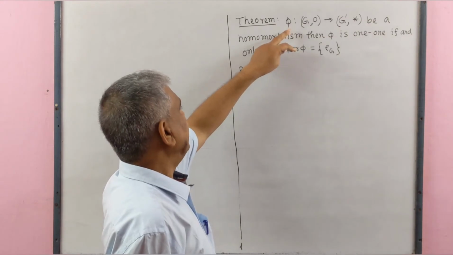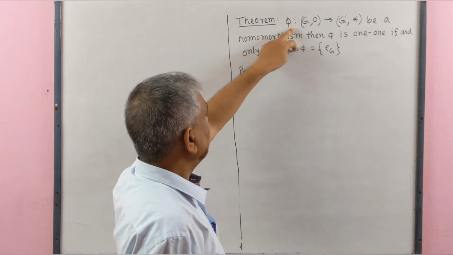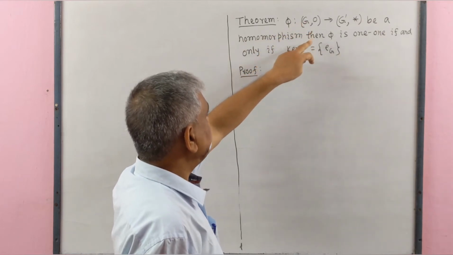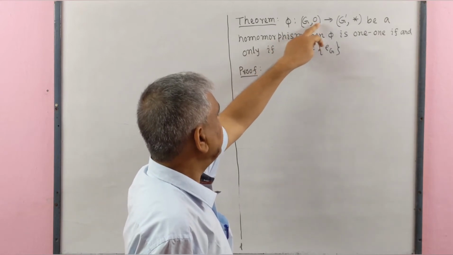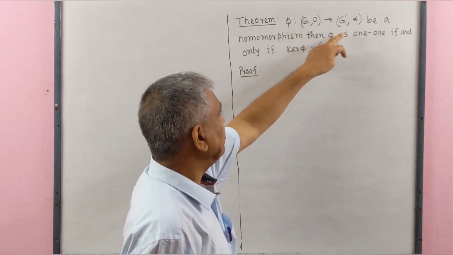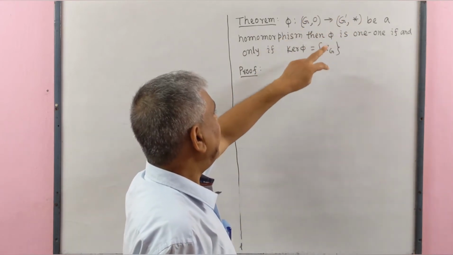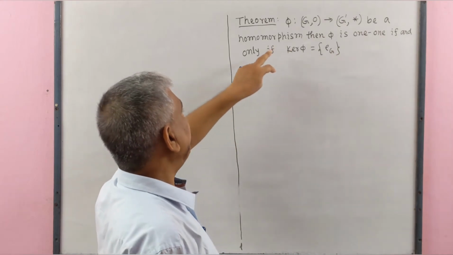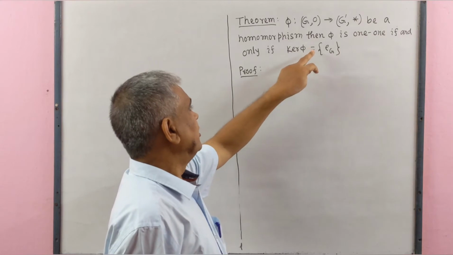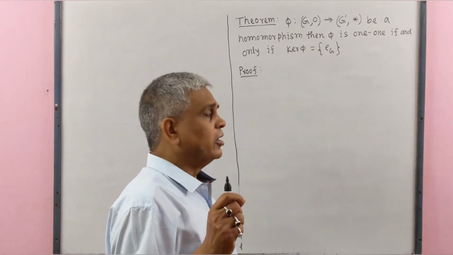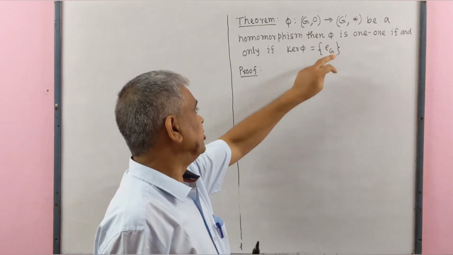Now we prove the next theorem. Here phi is a homomorphism defined on a group G with a given binary operation into another group G prime with another binary operation. Then phi is 1-1 if and only if the kernel of phi is a set containing only the identity element of group G.